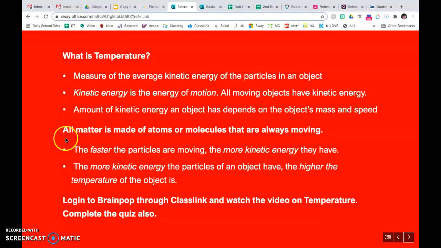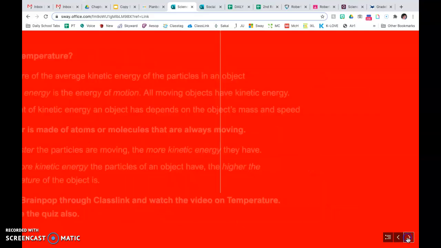So all matter is made of atoms or molecules that are always moving. The faster the particles are moving, the more kinetic energy they have. The more kinetic energy the particles of an object have, the higher the temperature of the object would be. So the faster they're moving, the more kinetic energy. The more kinetic energy, the higher the temperature. Make sure you go to Brain Pop and you watch the video on temperature and complete the quiz as well.